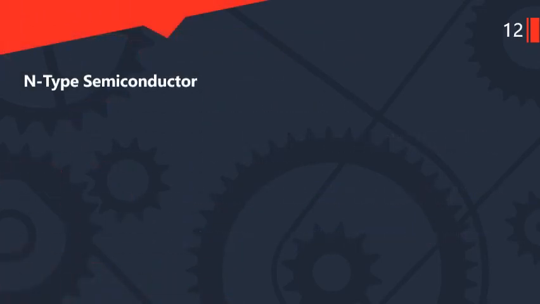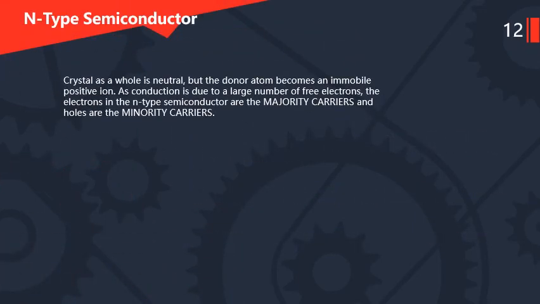Now we will move on to the next slide. Continue with N-type semiconductor. The crystal as a whole is neutral, but the donor atoms become immobile positive ions. As conduction is due to the large number of free electrons, the electrons in the N-type semiconductor are the majority carriers and holes are the minority carriers.